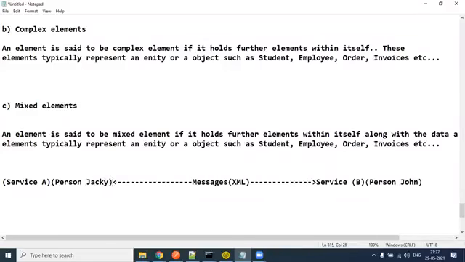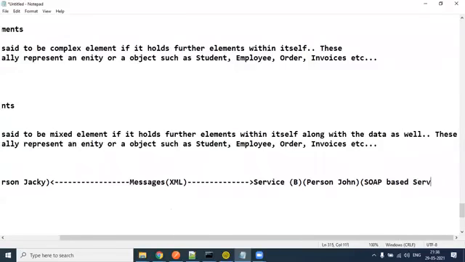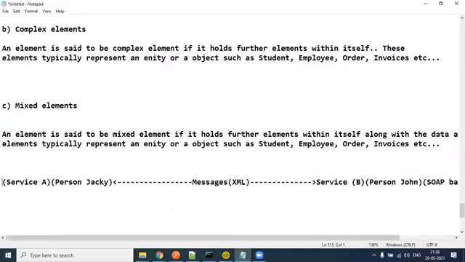But Jackie, while developing her own service, realized that my service will be more useful if I can reuse the service developed by person John, right? So even when you start working in real time, you might develop one service, but while developing it, you might try to reuse or consume somebody else's service to make things more meaningful. Now, if Jackie, who is developing service A, wants to consume service B, which is developed by John, and it is a SOAP based service, what is required by Jackie from John?